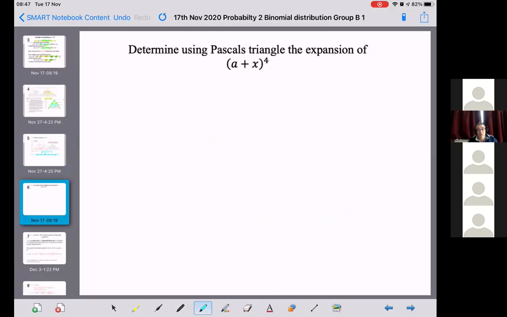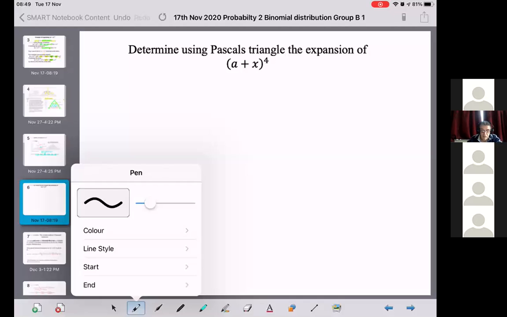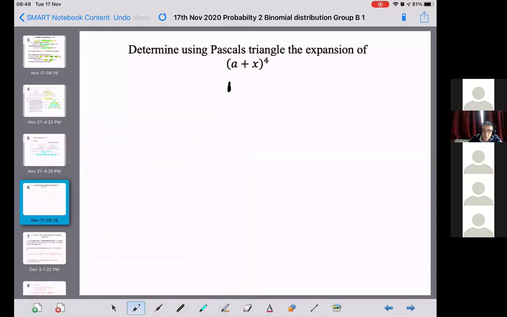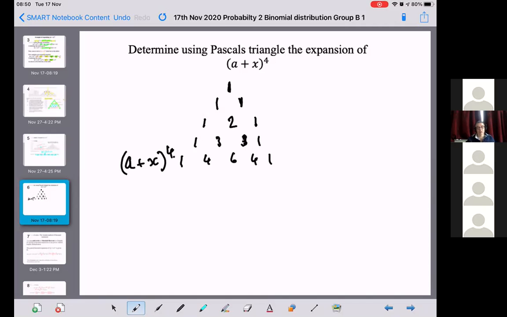Okay. What I want you to do then is determine using Pascal's triangle the expansion of a plus x to the power 4. And for expansion down to 4, it wouldn't actually take that long to build the triangle. We know we've got 1 at the top. And then the second one is 1 and 1 either side. We then know we've got 1, 1, and 2. 1 at the side, 3, 3, and 1. 1, 4, 6, 4, 1, and that's for a plus x to the 4. So from that you can then write your expression.